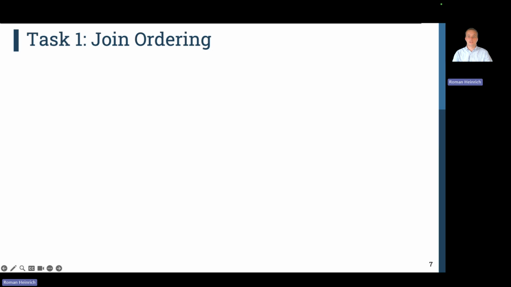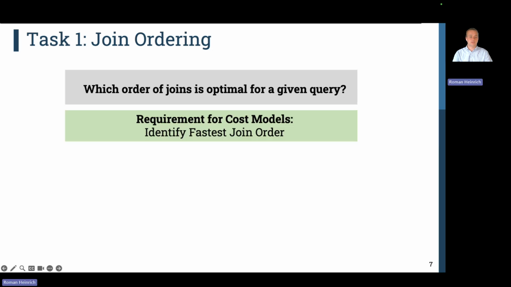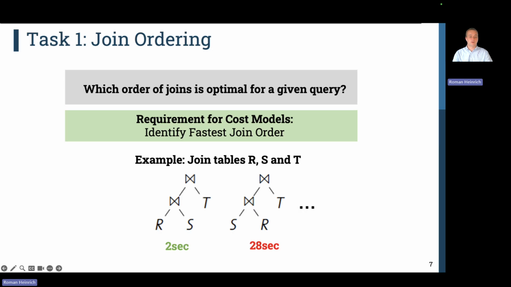Let's now have a look into the first task, which is join ordering. The question here is, which order of joins is actually optimal for a given query? And the requirement for a cost model is to identify the fastest join order. If we look at an example for joining three tables R, S, and T, then we can see that different join orders clearly bring different runtimes.